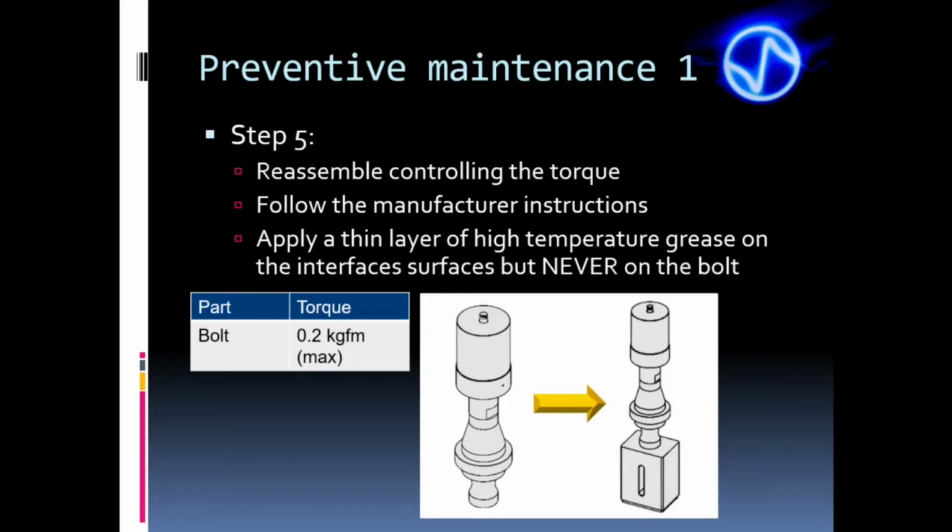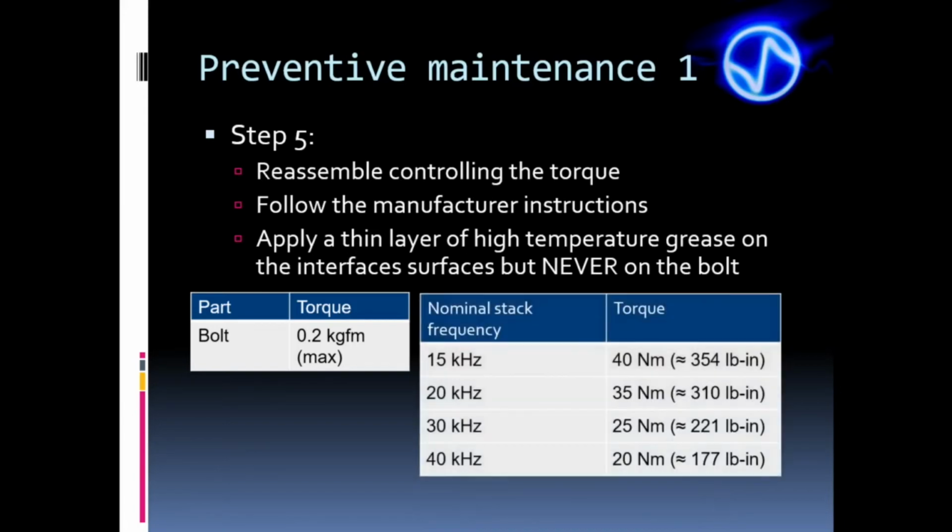For reassembly without the manufacturer's instructions on the applied torque, we can use the reference values from these tables. In this table, we find the recommended torque according to the frequency of the machine to reassemble and tighten one element to the other. So if the frequency of the machine is 20 kHz, we have to apply 35 Nm. If the frequency of the machine is 30 kHz, we have to apply 25 Nm, and so on.